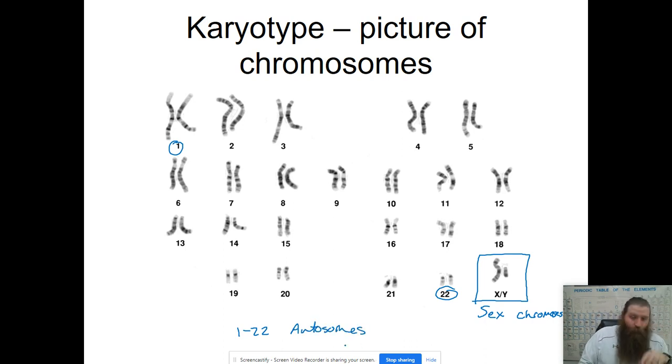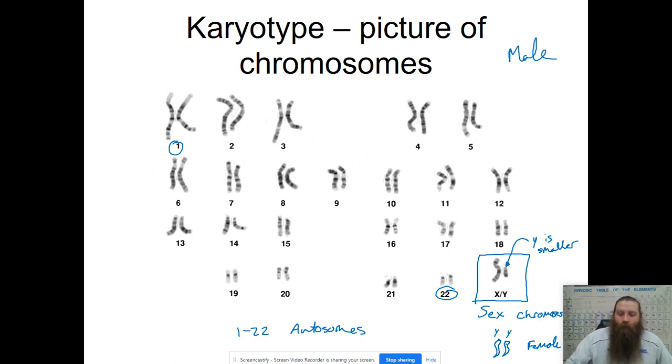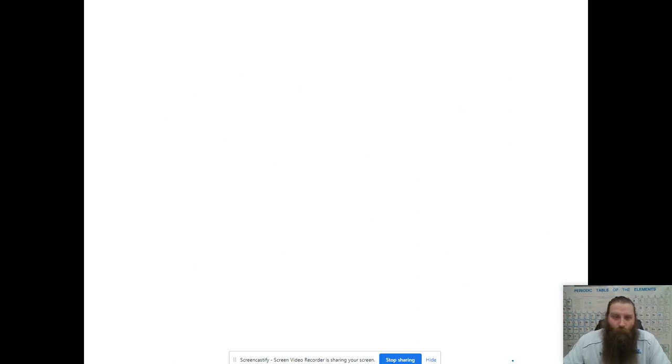Now, this is a normal karyotype. This would be for a male because you have the X and the Y chromosome. The only visual difference is that the Y is a smaller chromosome. If this was a female, you would expect XX, and they would both look roughly the same. We'll look more at some karyotypes in a different PowerPoint.